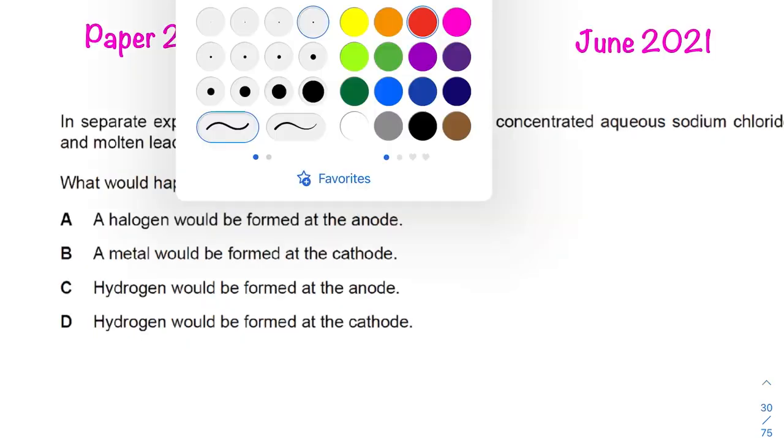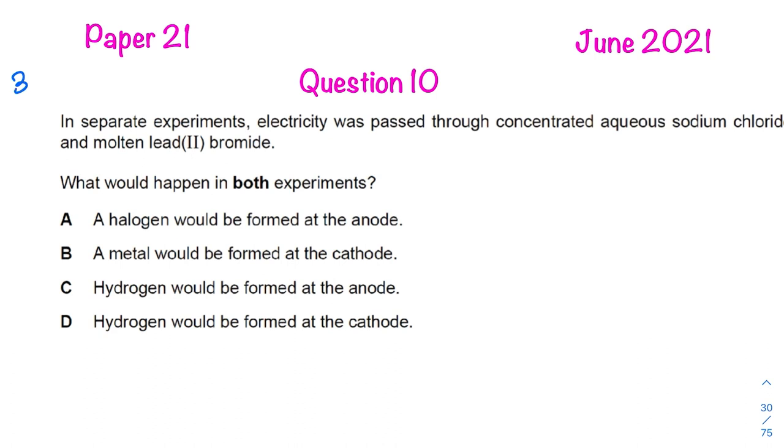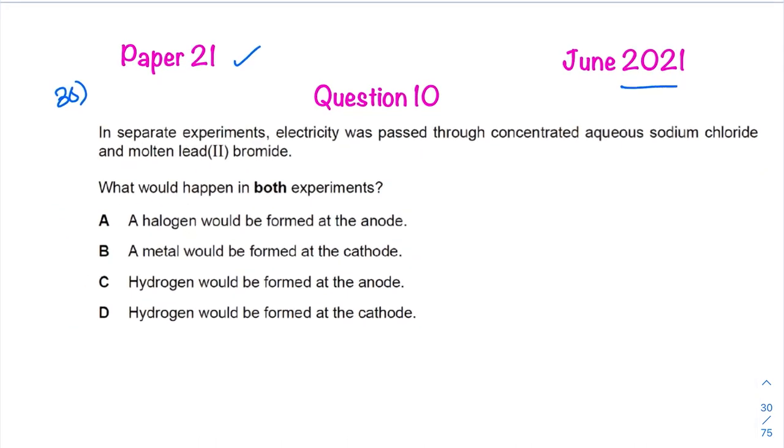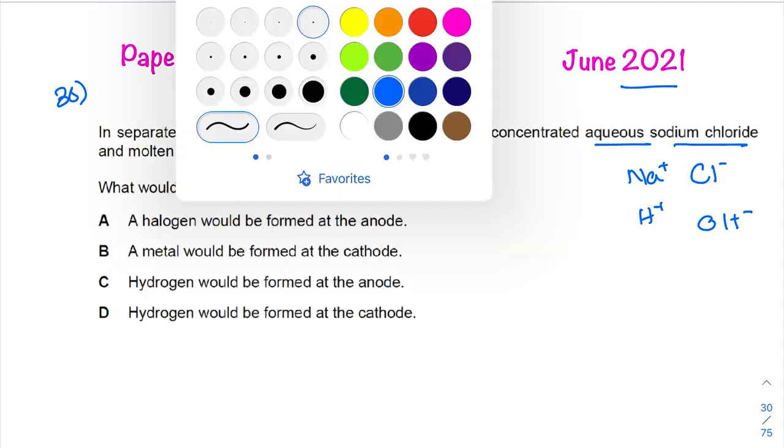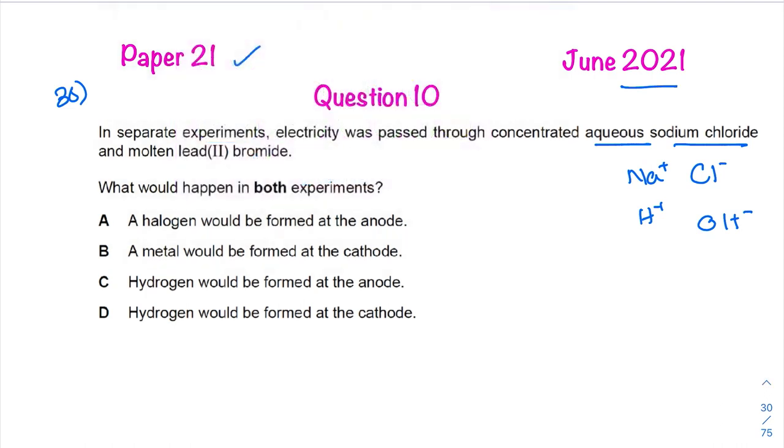Coming to the next question, question number 36 from June 2021, paper 21, question number 10. In separate experiments, electricity was passed through aqueous sodium chloride. Aqueous sodium chloride means I have Na plus, Cl minus, H plus, and OH minus. And molten lead bromide. Molten lead bromide means I have lead ions and bromide ions. What would happen in both the experiments?